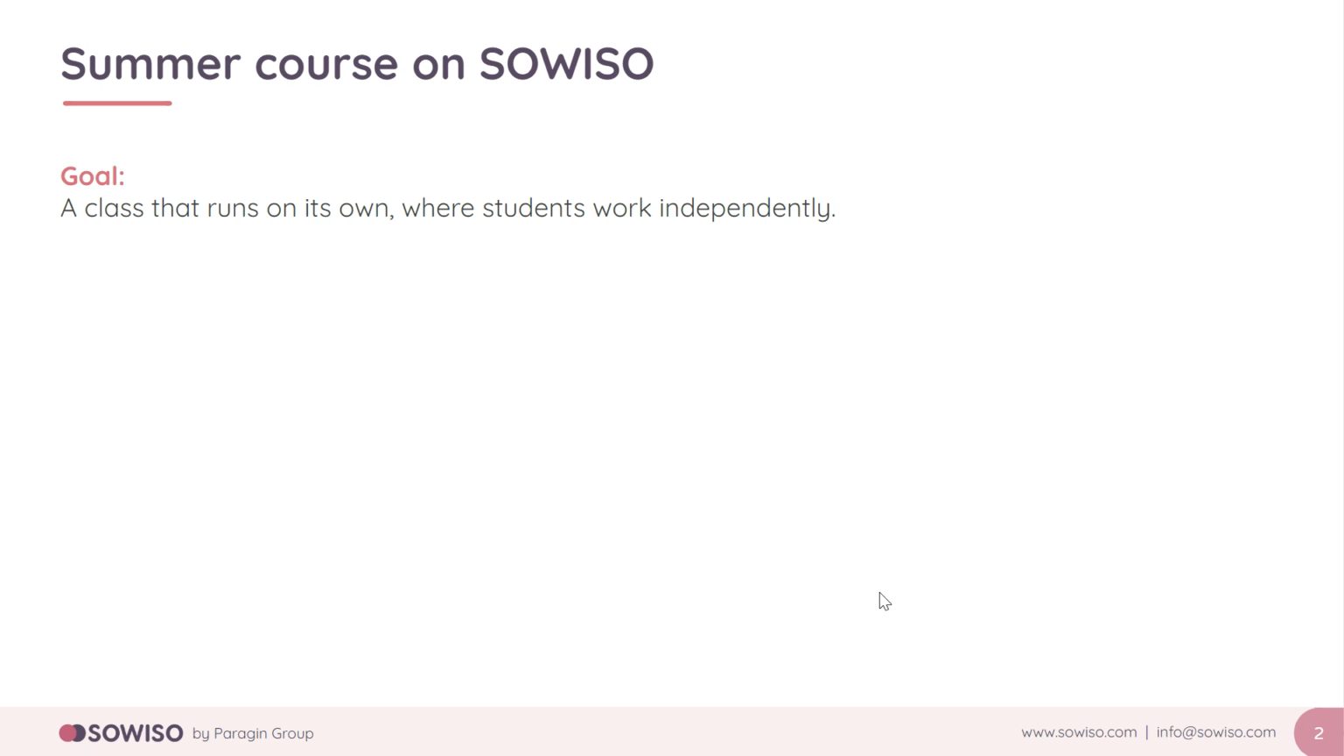When setting up a summer course, we probably want to have a class that is run on its own, where students can work independently. So presumably you don't want to have a lot of work with your class and everything should be kind of rolling out automatically by itself. That means that at the beginning we're going to have to set up a few things, but then later during the summer you're not actually going to have to do a lot with your class.